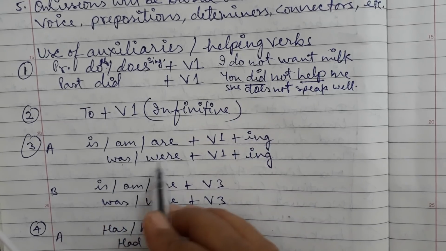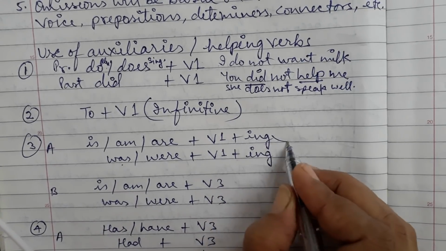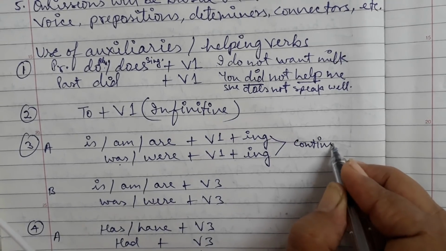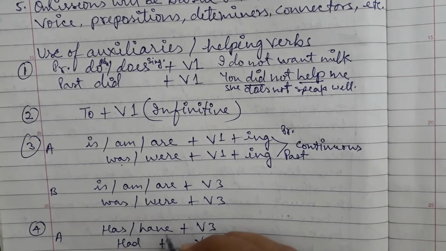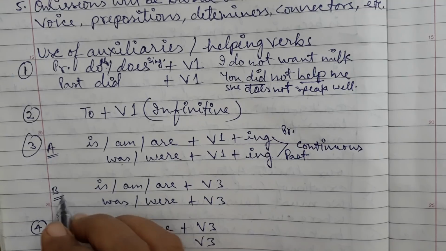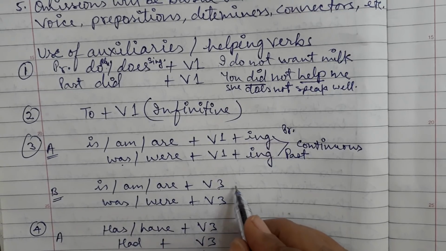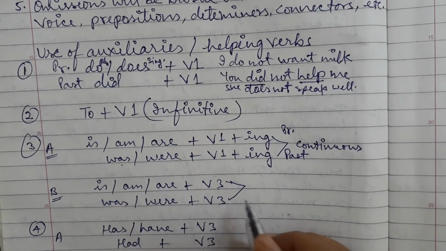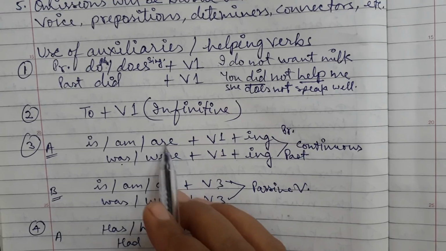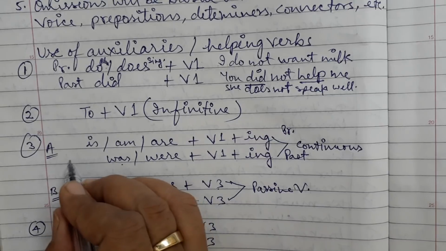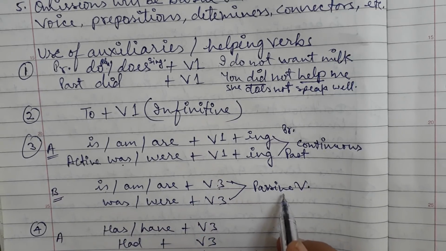With is, am, are, was, were, we always use the first form of verb plus ing, or we may call it the ing form of verb. This is the case of continuous tense. Is, am, are are used in present, was, were are used in past. There is one more case of the same auxiliary. With is, am, are, was, were, we use the third form of verb, and this is the case of passive voice. So always remember that if is, am, are have the ing form of verb, it will be active voice. And if is, am, are have the third form of verb, this will be the case of passive voice.